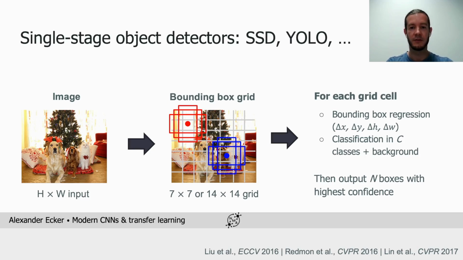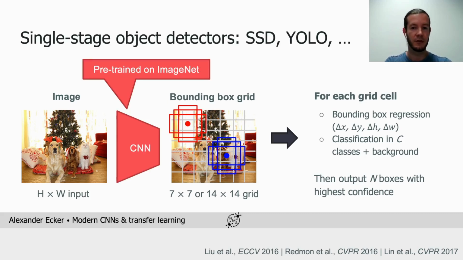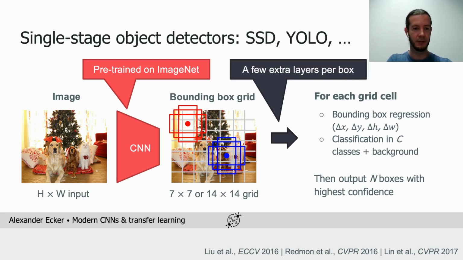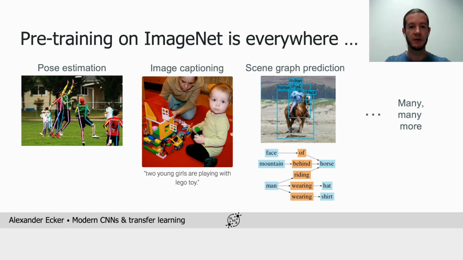Object detectors often work by generating proposals for bounding boxes on a regular grid. They then perform operations like refining the box coordinates or classifying them into background or object for each box. Here, transfer learning is also a common approach: to use a convolutional net pre-trained on ImageNet, and then add small networks consisting of a couple of layers to perform the box-specific tasks. These were just two examples of image recognition tasks where transfer learning is used. The list is much longer and includes things like pose estimation, image captioning, or scene graph prediction, and of course many, many more.